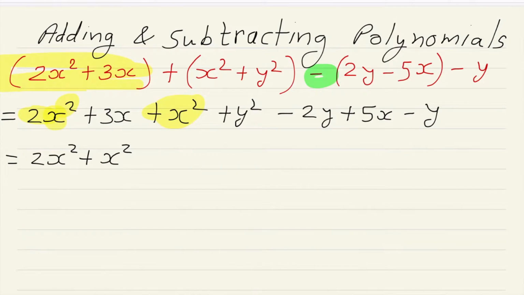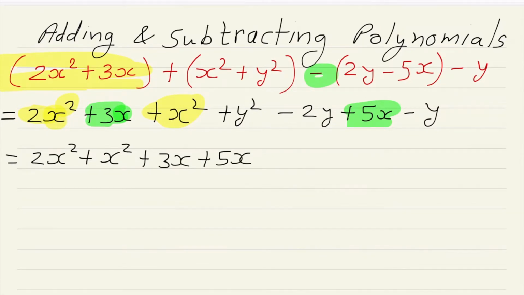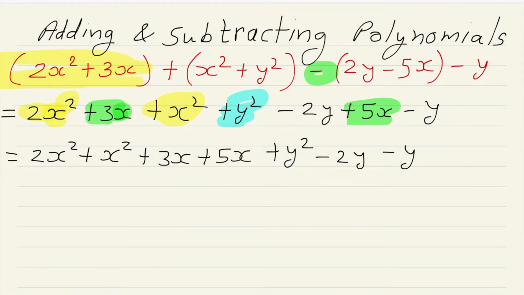Now the next term is the x. So that's plus 3x and plus 5x. The next term is y squared. And we don't have any more y squared, so that's just y squared. And the last remaining ones are the y's. We have negative 2y and minus y.